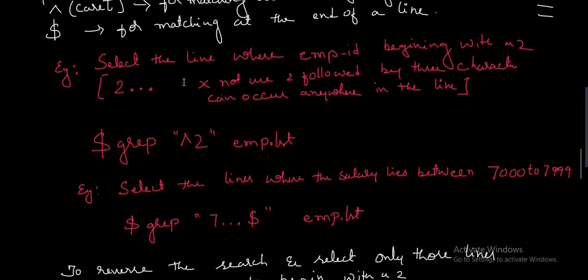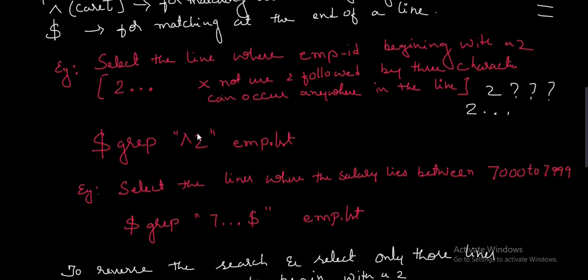Take this example: select a line where the employee ID begins with 2. In that case you cannot specify it just like this. I told you already, you cannot just specify any of the other regular expressions. If you give 2 question mark like this, what happens? It is going to match anywhere in the file. Now I am very specific about the location, that is the beginning of the line, so in that case use this notation.